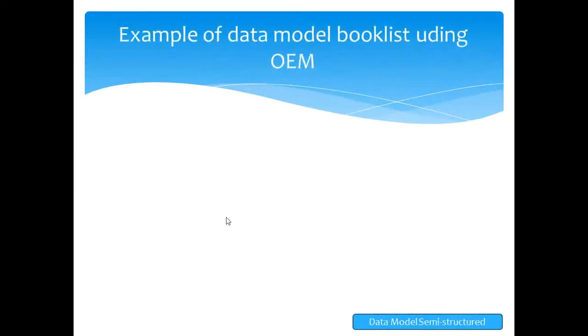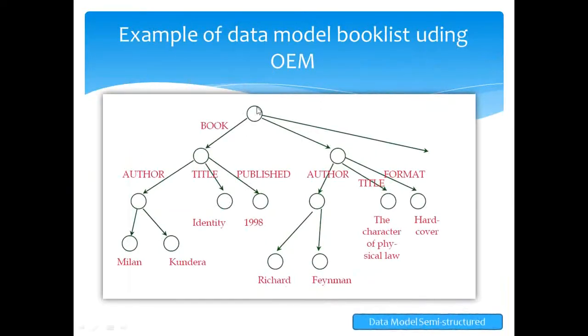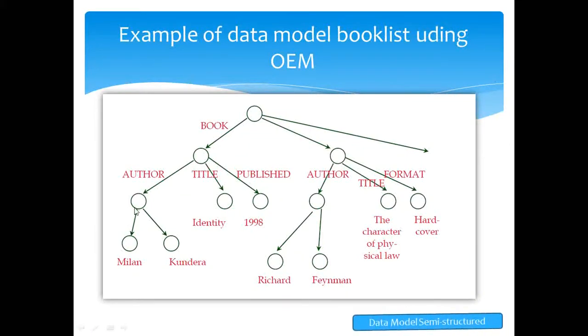Here is an example of a data model of publications using OEM. Here there is a book, and the book has author, title, and publisher. Here is the identity of the book and the series. And for the author itself, there are Milan and Kundera. It's the same with another book. There are author and title, but there is a new attribute, format. It can be hardcover or maybe a soft file, and the title and the author are different.